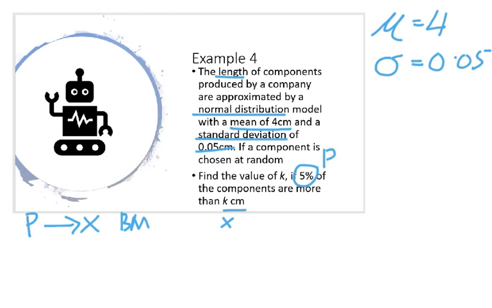method. Alright, okay, so what we are having here is, it says to find the 5% of the components that are more than k cm. So it means the probability of X more than k, then the probability is 5%, which is 0.05. So this is what we want to find. So what we want to have here is the probability of X greater than k equals 0.05.